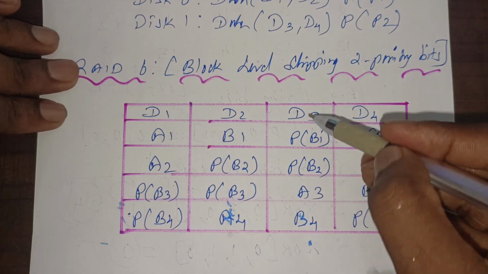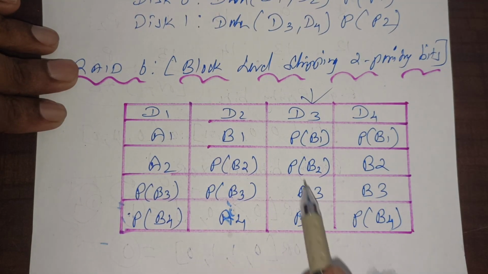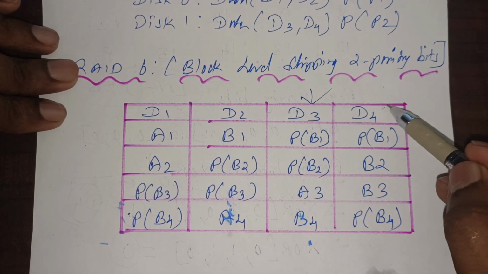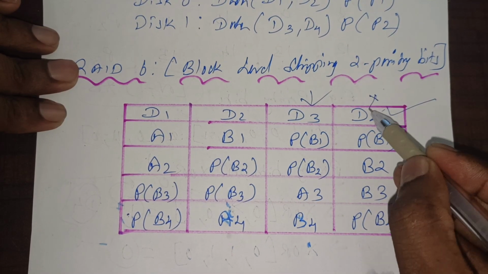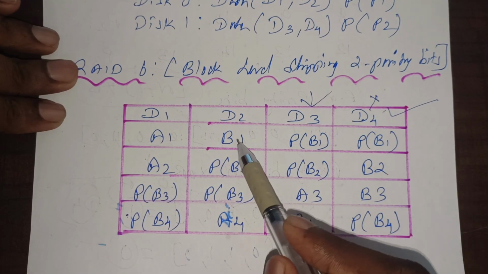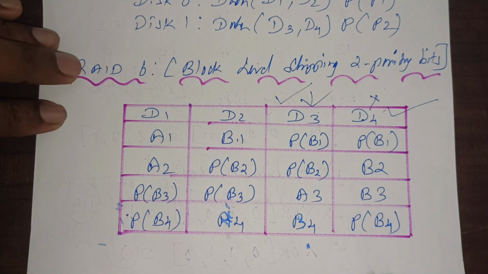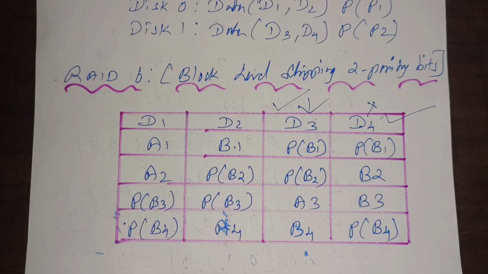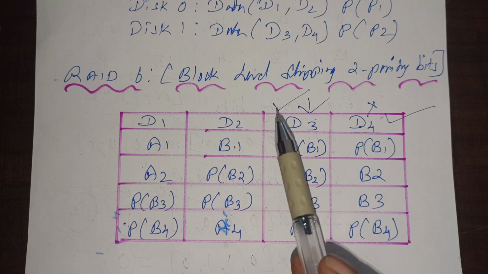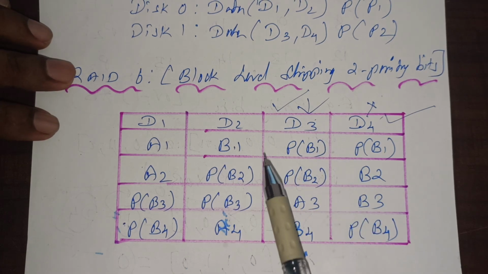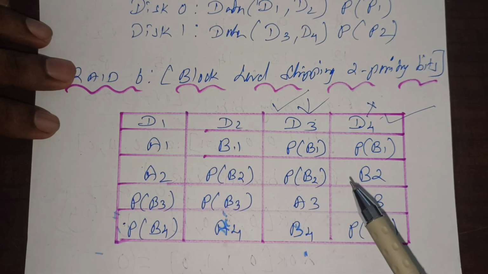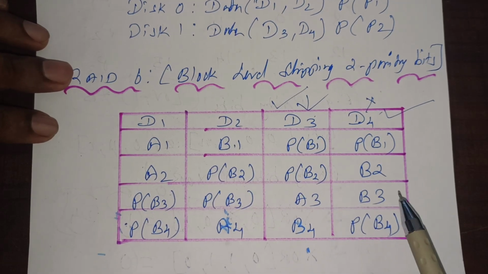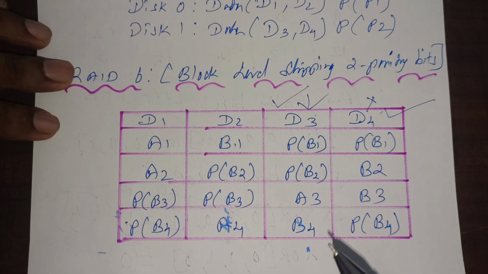Why? For example, if D3 fails, we can recover B1 from D4. If D4 fails, we can recover B1 from D3. Hope you understood. Here it is an advanced version. It provides fault tolerance by introducing double distributed parity. It allows RAID to recover from the failure of 2 disks simultaneously. That is all okay, making it more reliable for critical systems.